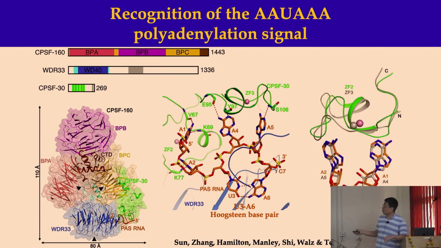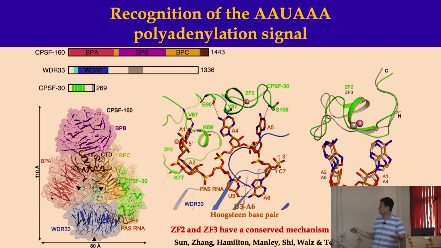The other thing we see is that the binding mode of the two nucleotides to zinc finger 2, and A4, A5 to zinc finger 3, is actually quite similar. If you overlay zinc finger 2 and zinc finger 3, the nucleotides also overlay. Essentially, the nucleotide has the same binding mode to the two zinc fingers. So the idea is that the zinc fingers have a conserved mechanism of recognizing, or preferring, an AA dinucleotide, because of the hydrogen bonding scheme I showed you here.